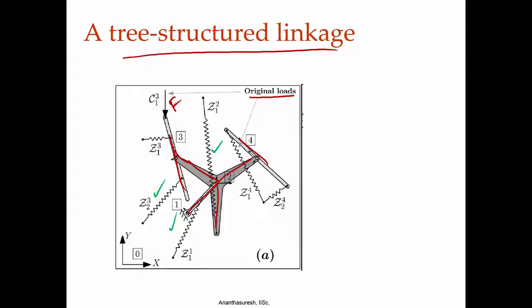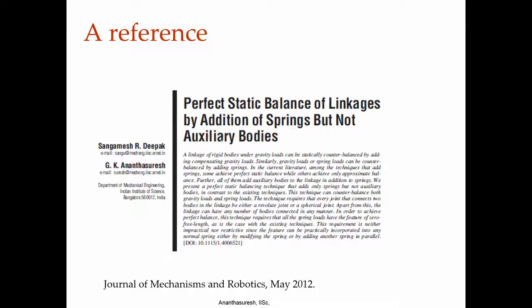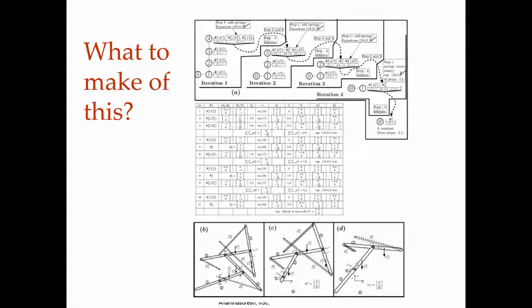He has a very important method that he did without using auxiliary bodies. You can look this up in this paper in the Journal of Mechanisms and Robotics published in 2012. Perfect static balancing using only springs, but no additional bodies. It has complicated figures like this in the paper, but you do not have to worry.